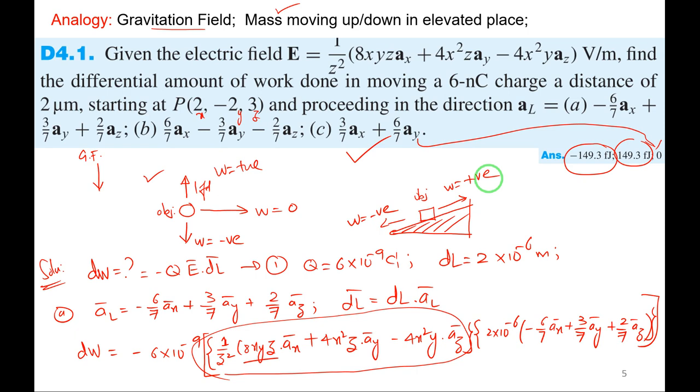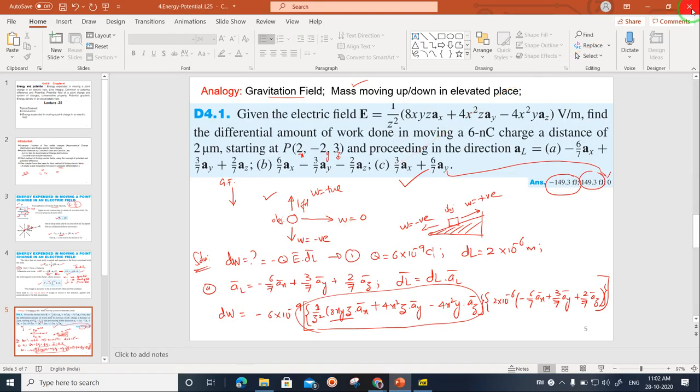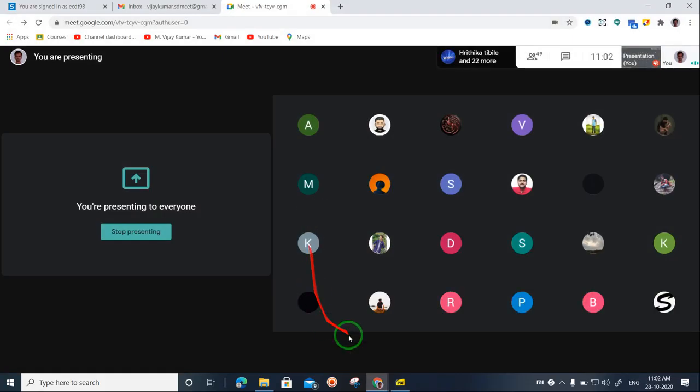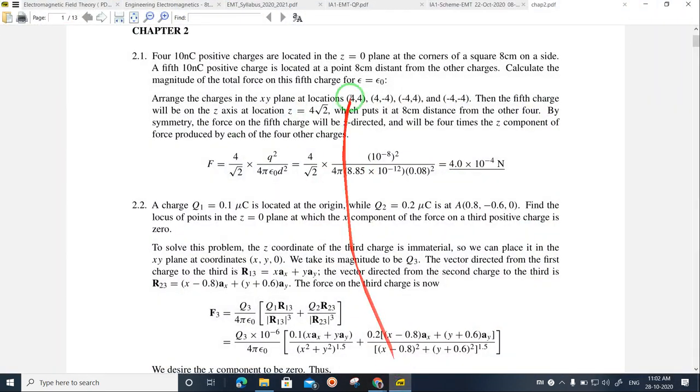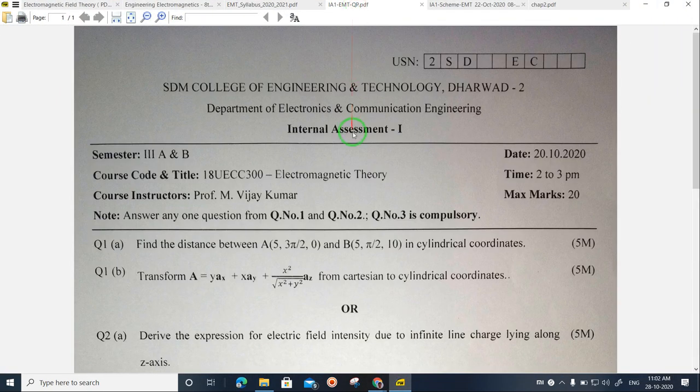Before this I will go to the scheme. I want to discuss the scheme of IA. Yes, I will show the scheme and the question paper. I will just discuss the scheme.